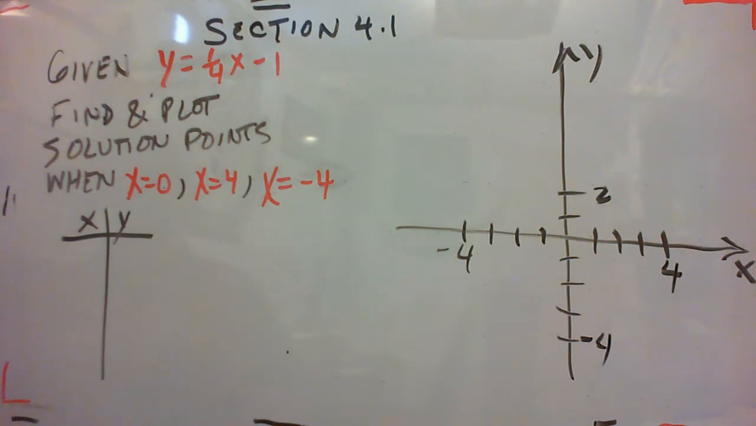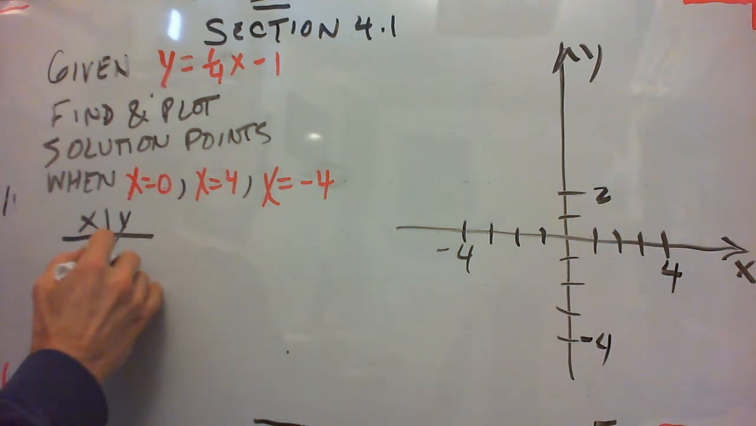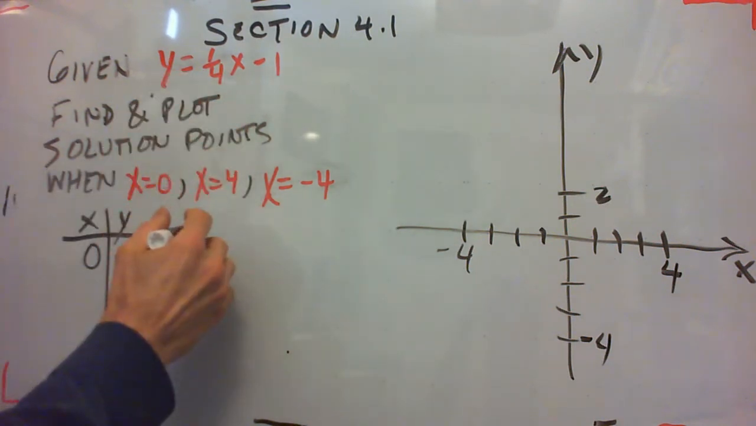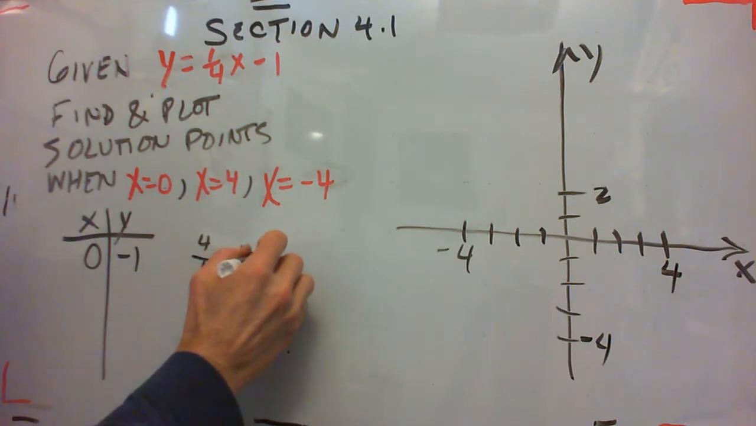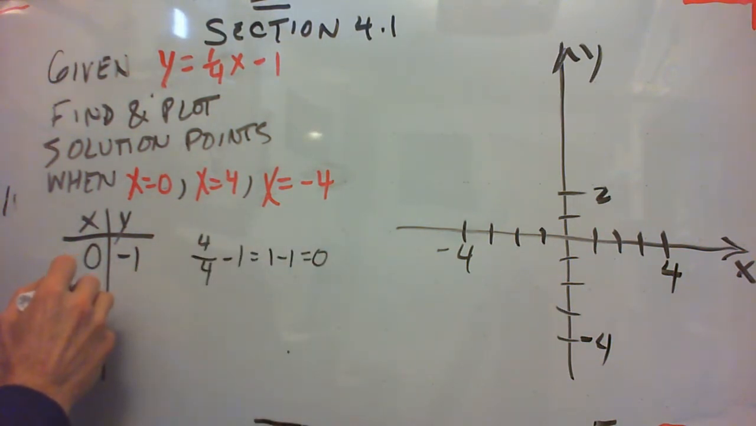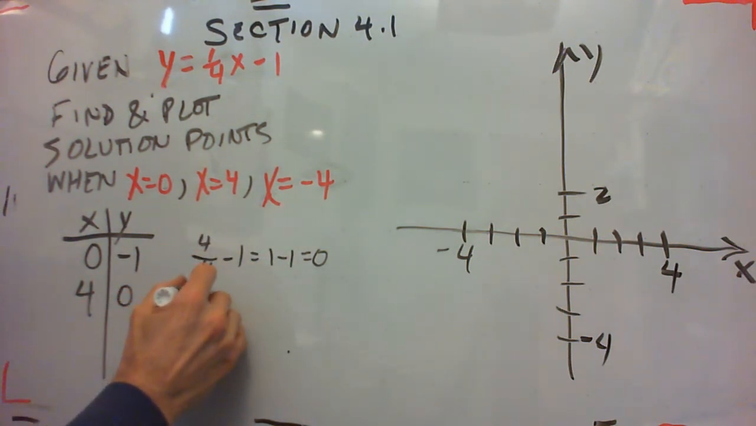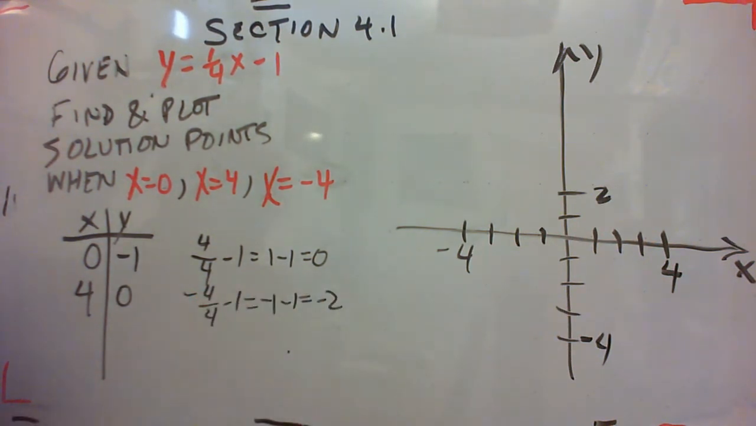Okay, when x equals 0, 1/4 times 0 is just 0, minus 1 is negative 1. When x is 4, 1/4 times 4 is 4/4, minus 1 is 1 minus 1, which is 0. And when x is negative 4, we get negative 4/4 minus 1, which is negative 1 minus 1 is negative 2. Okay, now we plot these.